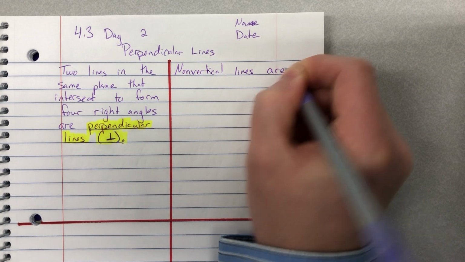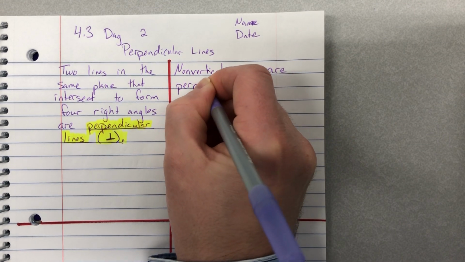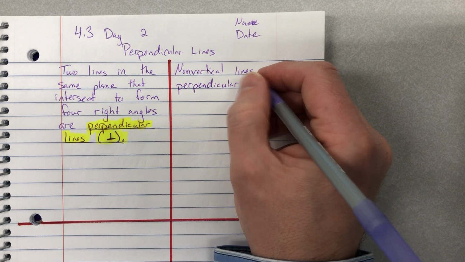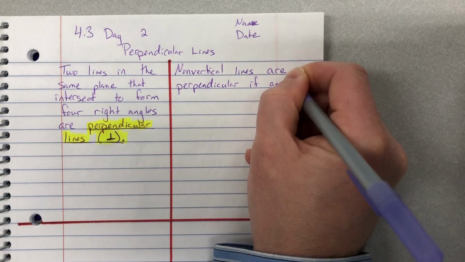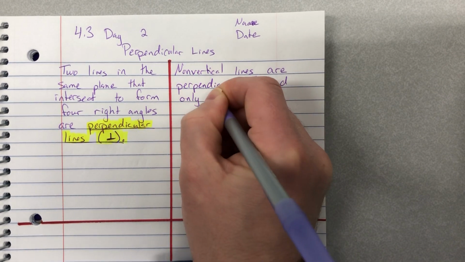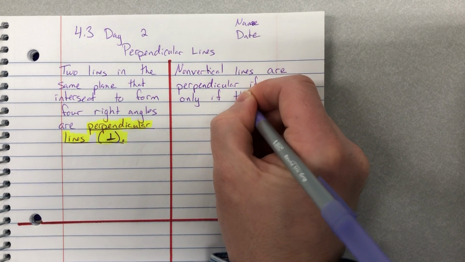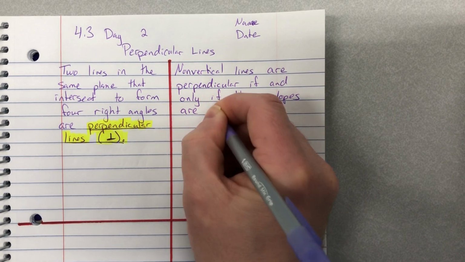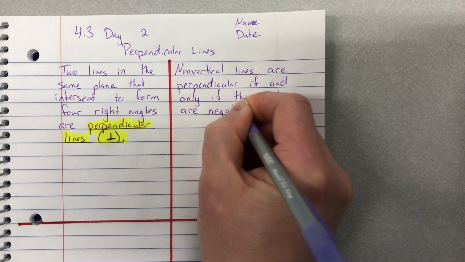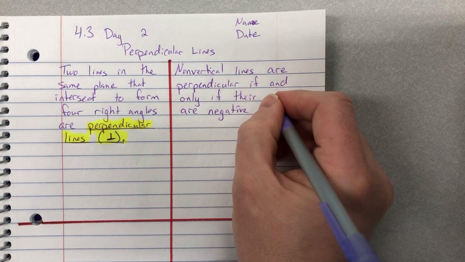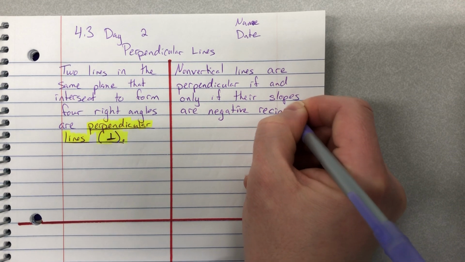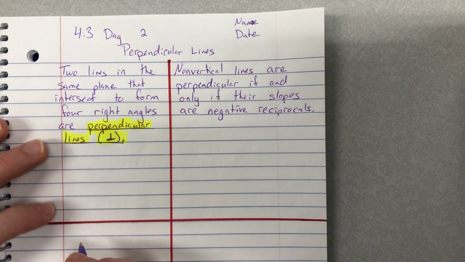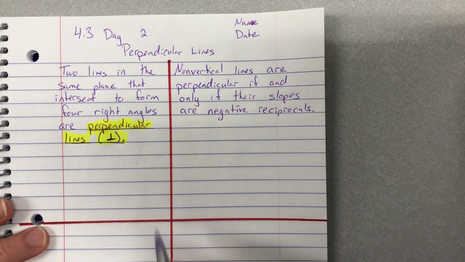are perpendicular if and only if their slopes are negative reciprocals. Okay, so negative reciprocals are when we flip the fraction and change the sign.